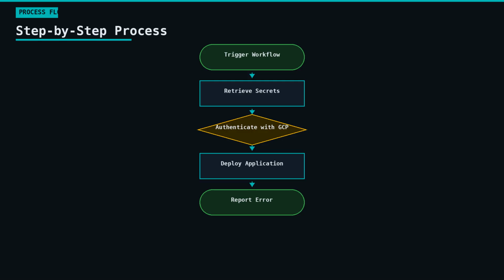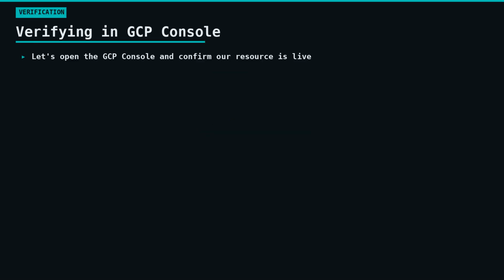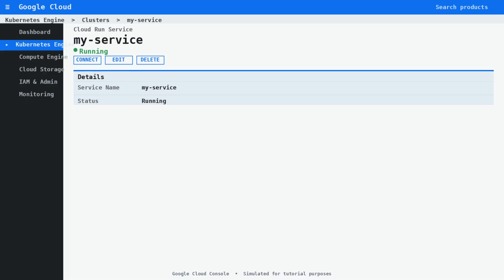To verify that our workflow has been deployed successfully, we can check the GCP console. We should see our application running and our secrets being used to authenticate with GCP. Let's take a look at the console fields and what they mean.